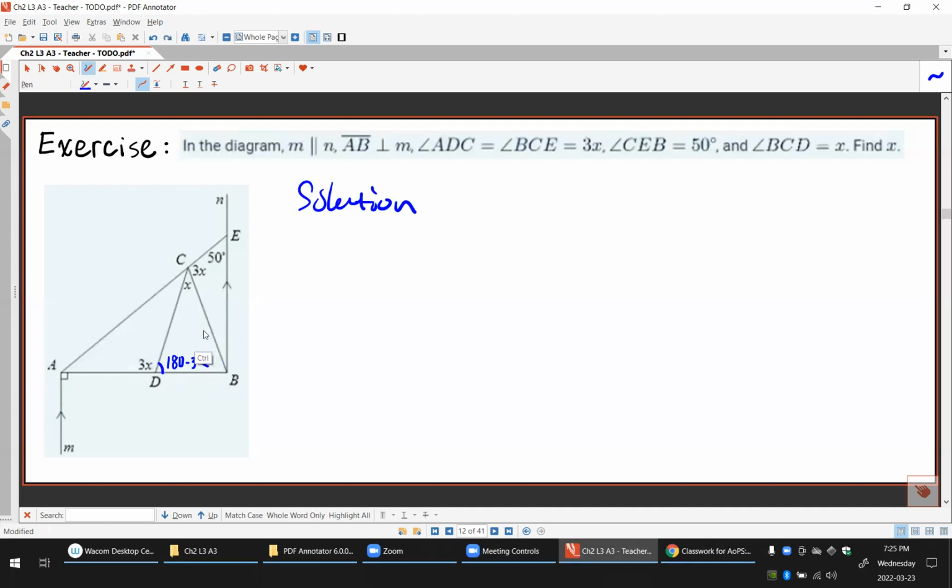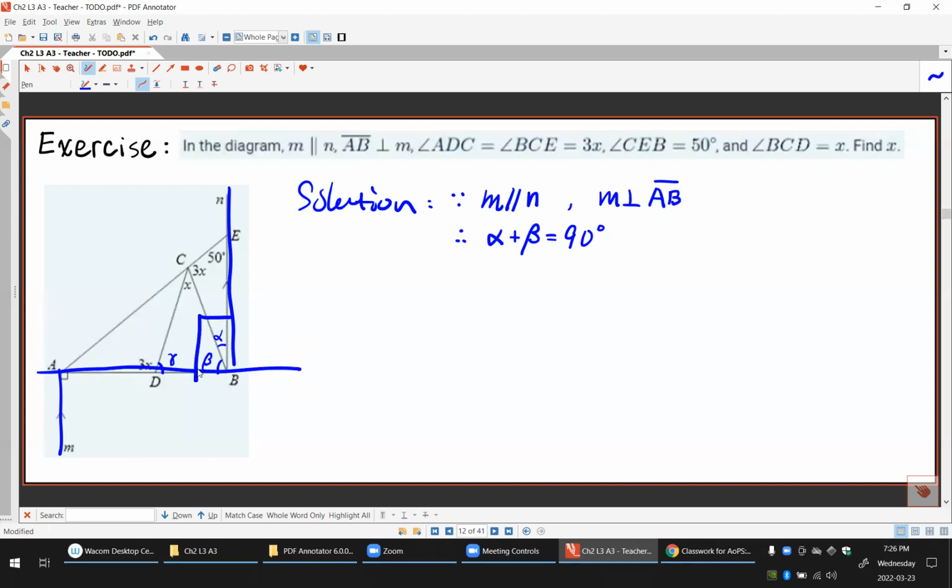Okay, in order to facilitate our discussion, let's call this angle gamma, this angle beta, this angle here alpha. So note here, because M is parallel to N, and M is perpendicular to segment AB, therefore we have alpha plus beta equals 90 degrees, right? Because these two lines are parallel to each other, and this is a transversal line. So this angle here and this angle here are alternate interior angles, right? Alternate interior angles are equal, so that means alpha plus beta should also equal 90 degrees, right? Can you follow me?